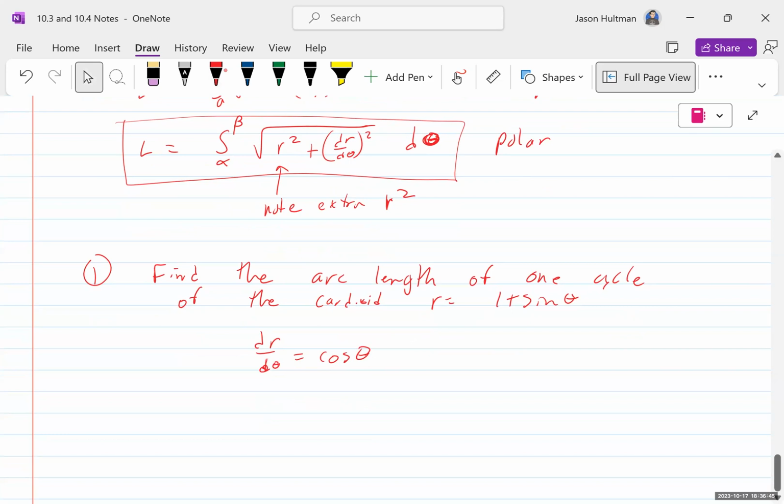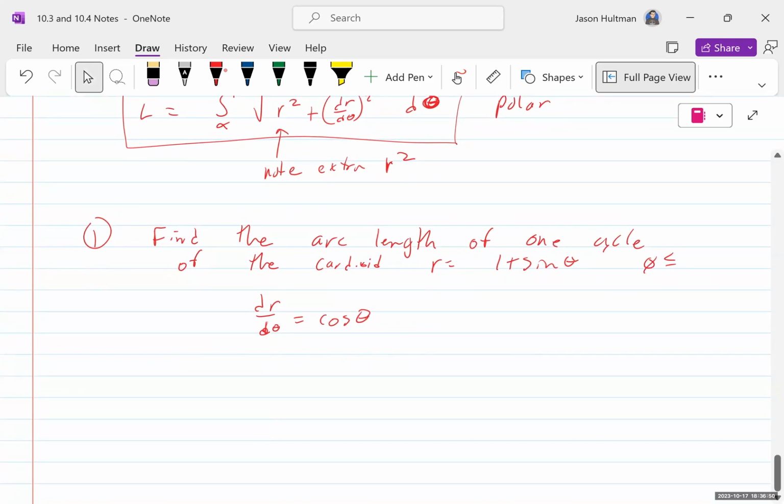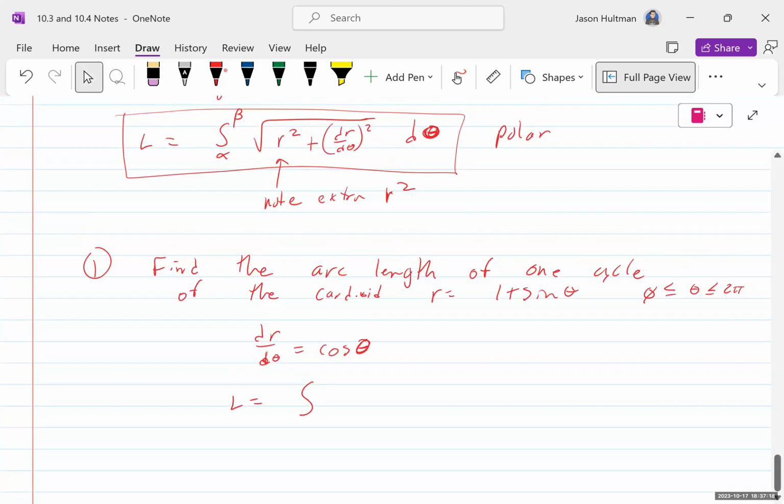Okay, so let's integrate this. For one cycle, theta is going to go from 0 to 2 pi, not pi, because that gives me one cycle of that guy. L equals the integral from alpha to beta, which is 0 to 2 pi, of the square root of r squared. What was r? R is equal to 1 plus sine theta. We have to get everything in terms of theta, because we can't integrate on two variables, only on one. So this is the square root of (1 plus sine theta) squared plus (dr d theta) squared, which is cosine squared theta, d theta.